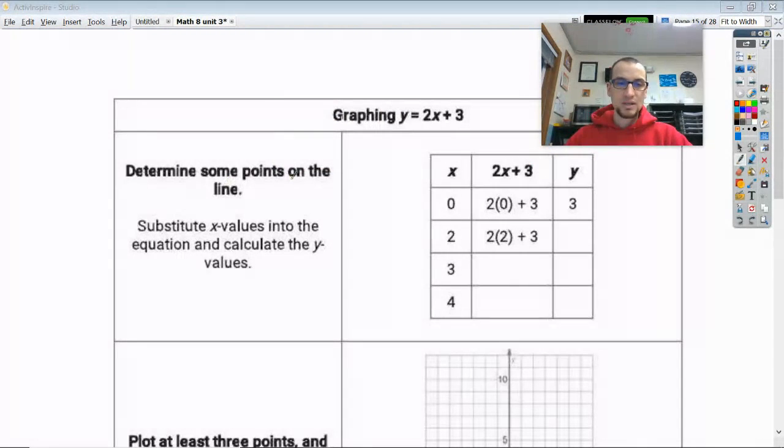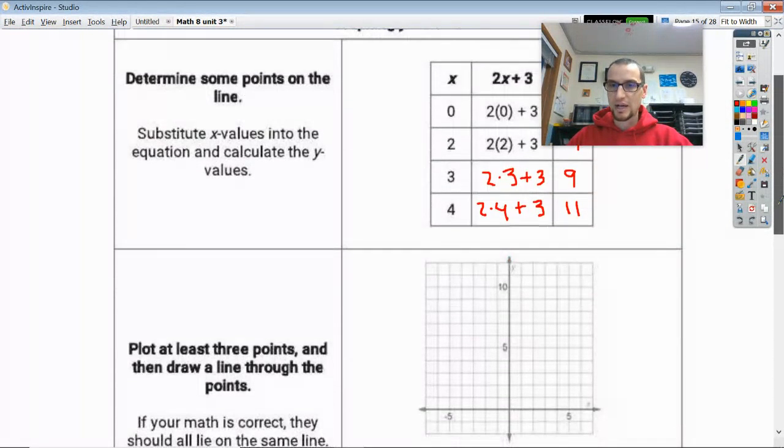So determine some points on the line. All you have to do is choose a value for x and then substitute that value into the equation, into the function. So when x equals 0, 2 times 0 is 0, plus 3 is 3. When x equals 2, 2 times 2 is 4, plus 3 is 7. So substitute 2 times 3 plus 3. 2 times 3 is 6, plus 3 is 9. Then substitute 4 for x. 2 times 4 plus 3. 8 plus 3 is 11.